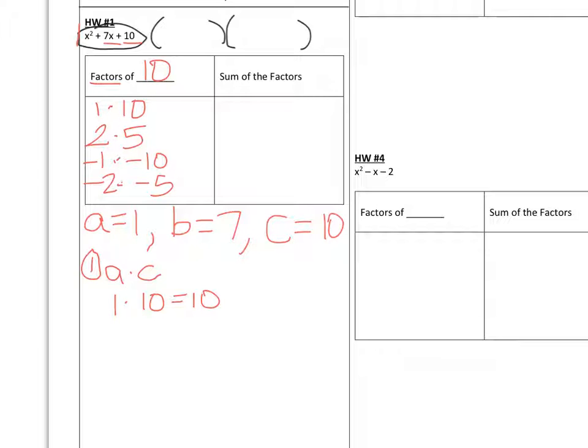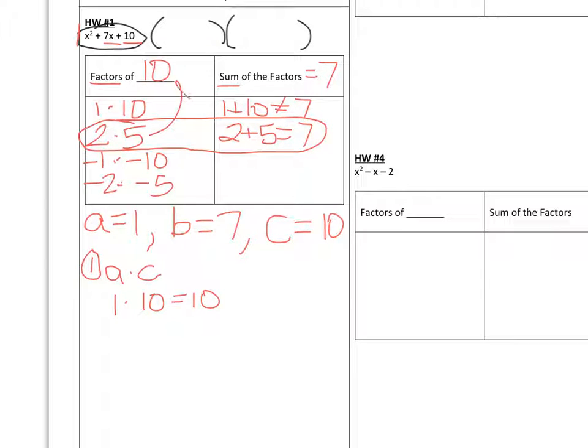Now, we want the multiplication problems that equal 10, but at the same time, those same numbers need to add to be our B term. So this time, we want those numbers to add to be 7. If we look at 1 plus 10, that does not equal 7. That equals 11. 2 plus 5 does equal 7. So 2 and 5 are what we're going to use because they multiply to be 10, which was A times C, and those same two numbers add to be positive 7.